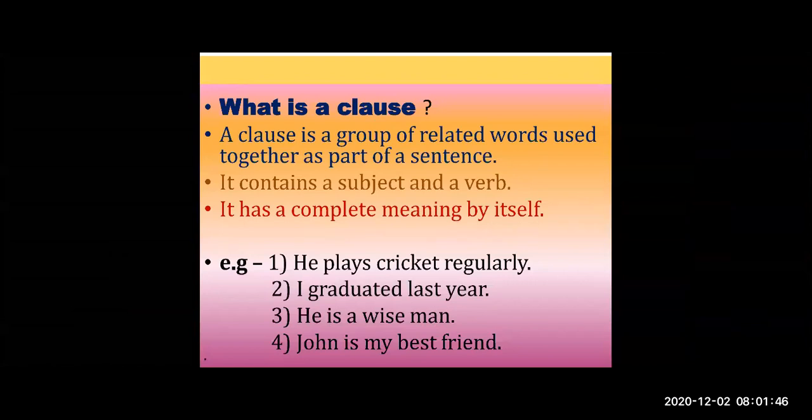First, before starting with our dependent clause, let's see what is a clause. What is meant by clause? So let's see the definition, that a clause is a group of related words used together as part of a sentence. It contains a subject and a verb. It has a complete meaning by itself. What definition we have seen? That a clause is a group of words related together.